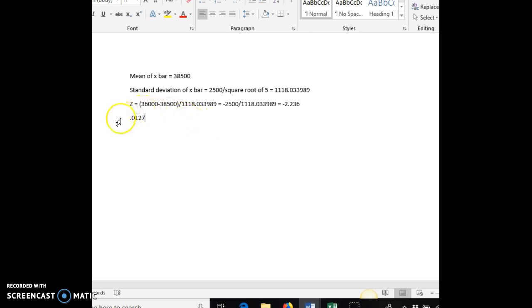All right, so let's report that. So essentially, if we move our decimal place, there is a little bit more than 1% chance that these prototype tires will last for less than 36,000 miles.